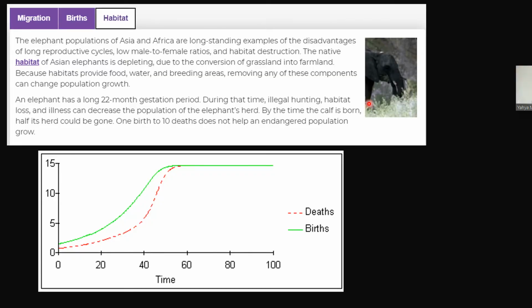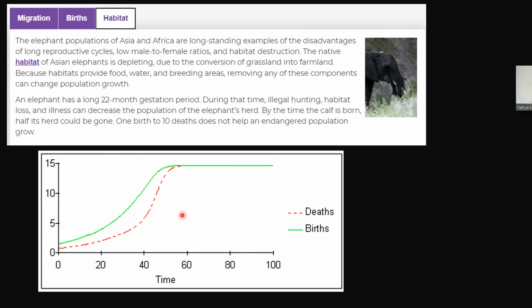All right, so we have the habitat. What is a habitat? It's basically where the animal lives. The habitat provides food, water, and breeding areas. For example, in this habitat, an elephant has a very long gestation period. So it raises the baby elephant in its womb for a long period of time, and afterwards it also takes a long time for the baby elephant to be raised.